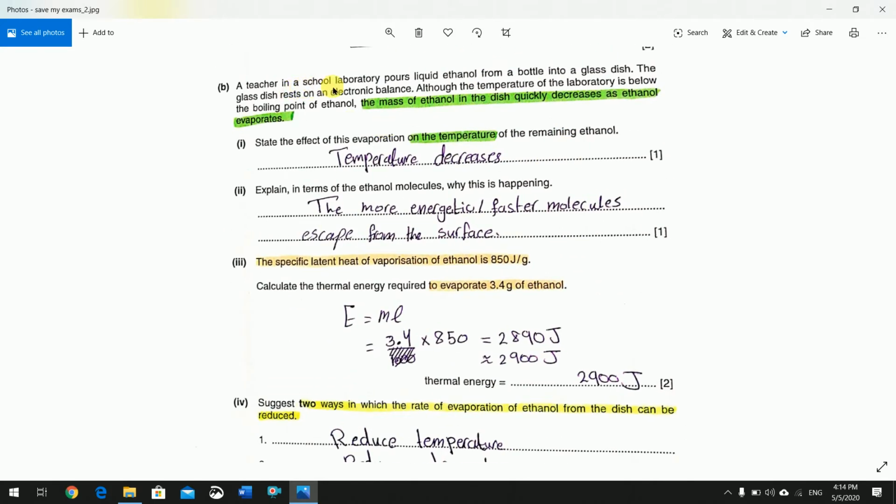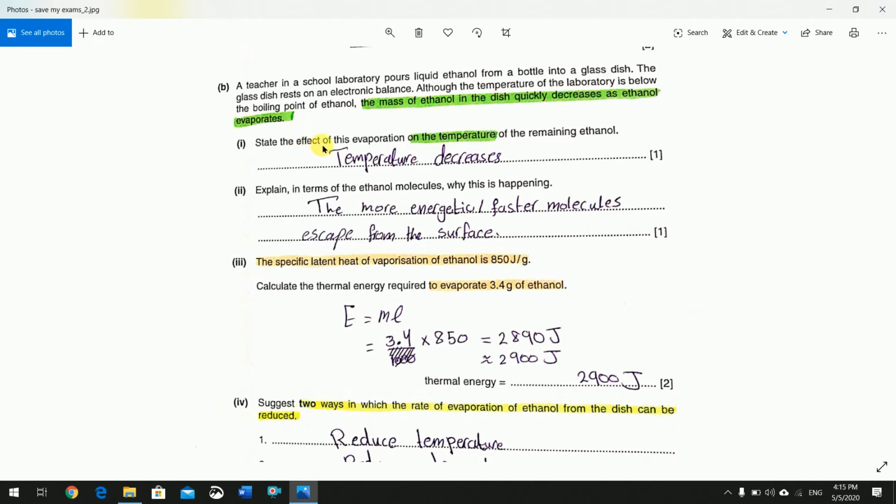Now, a teacher in a school laboratory pours liquid ethanol from a bottle into a glass dish. Of course, maybe you're familiar with ethanol from chemistry. The glass dish rests on an electronic balance. Although the temperature of the laboratory is below the boiling point of ethanol, the mass of the ethanol in the dish quickly decreases as ethanol evaporates. So even though the temperature is below the boiling point, the ethanol still evaporates.